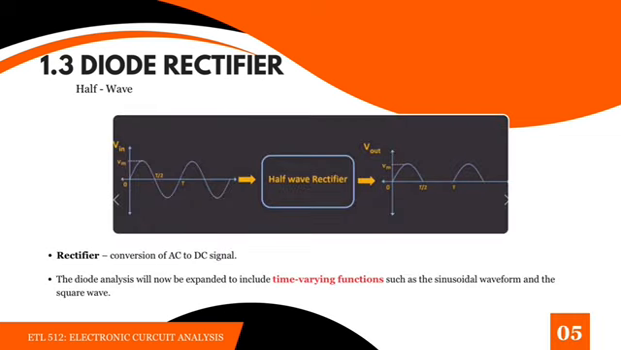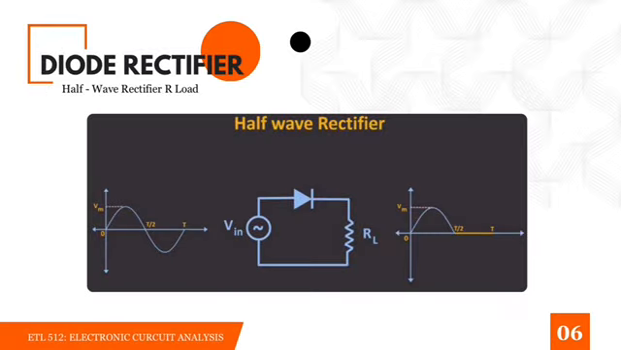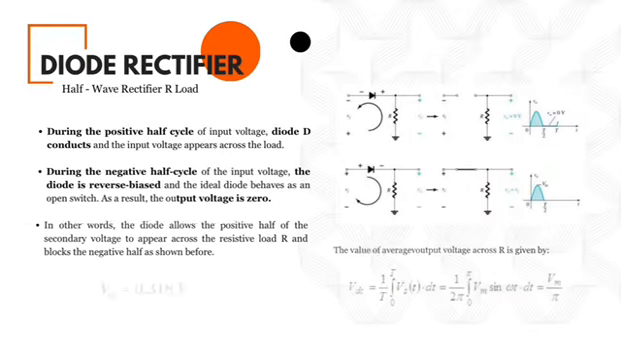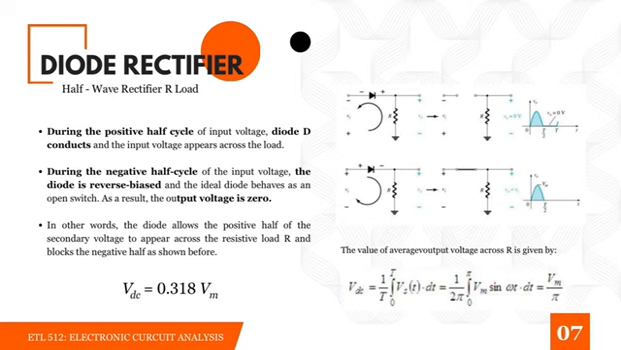Let's now focus on the half-wave rectifier. It converts AC to DC by allowing only one half of the input signal, either positive or negative, to pass through. This is a half-wave rectifier using a resistor as the load. During the positive half cycle, the diode is forward biased, so current flows and voltage appears across the resistor. During the negative half cycle, the diode is reverse biased, acting like an open switch, so the output is zero. In short, the diode only passes the positive half of the AC signal.